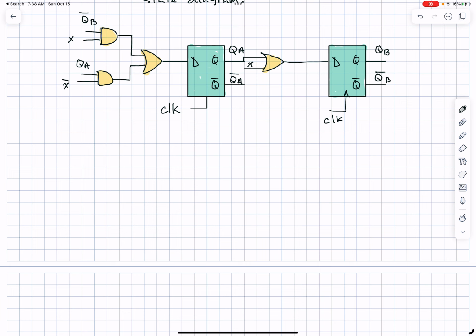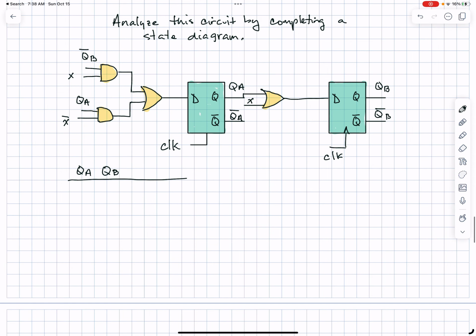What that means is you need to identify the state memory. In this case, we have QA and QB, and whatever inputs drive the state memory. Looking through here, the only input I see is X. You might wonder what order to put things in. It doesn't matter. Typically, I put the state variables as the most significant bits. It makes it easier to draw the state diagram later on, as you'll see.